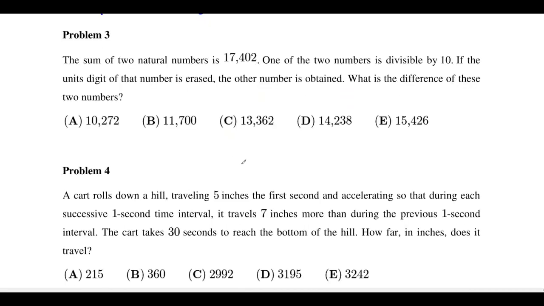Number 3, take a look over here. We have the sum of two numbers, A plus B, equals 17,402. But there's one constraint: one of the numbers is divisible by 10. That is a multiple of 10, right? It's some number with a 0 at the end, that's one of the numbers.